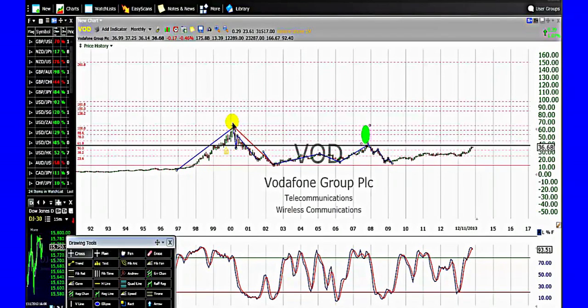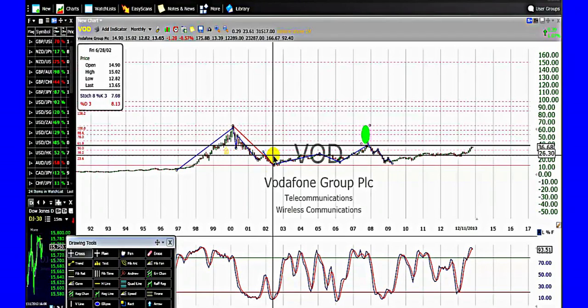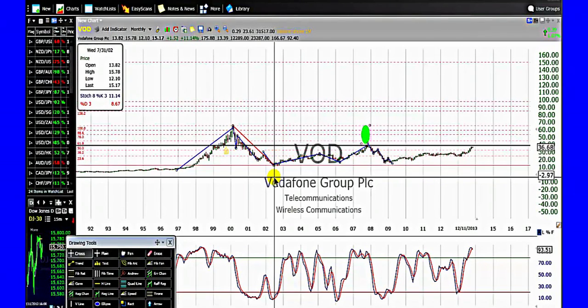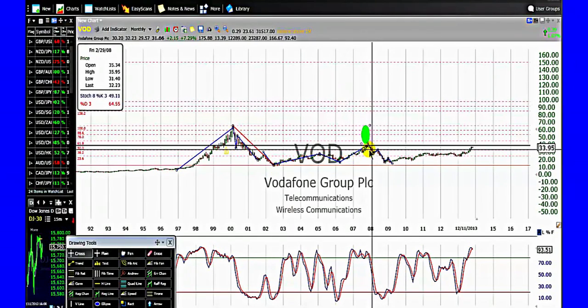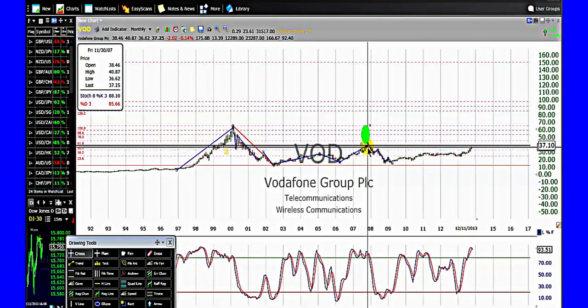Then we have the first part of the zigzag pattern for this Vodafone stock, from the year 2000 up to mid 2002. And then we have the B part, B for Bravo, of the zigzag pattern, which was formed from mid 2002 up to nearly the end of 2007. That was the end of the B part of the zigzag pattern.